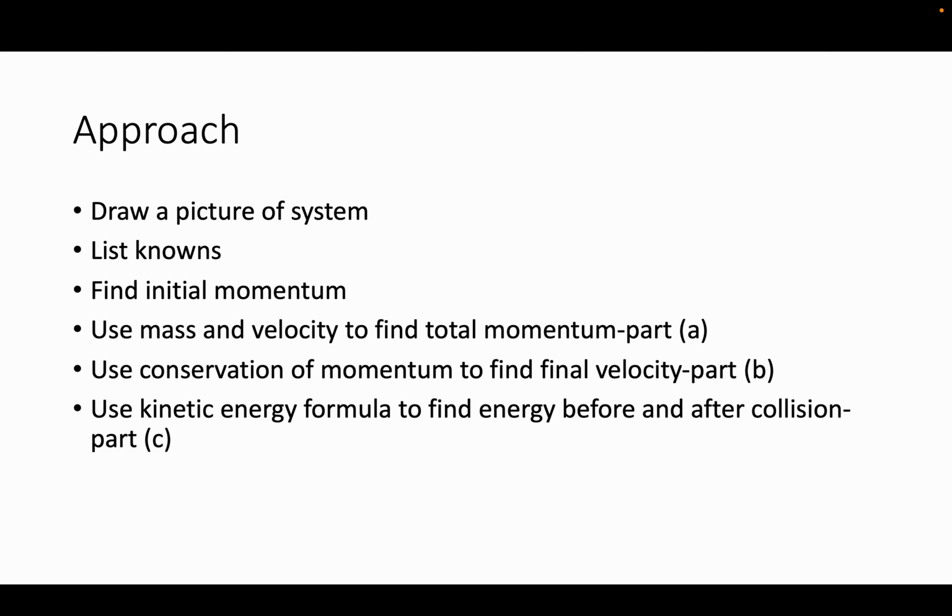So our approach and strategy: it's helpful to draw a picture. We have to keep track of what we know. Since there are three parts, the first part is asking us to use the masses and velocities we've been given to find the total momentum. Part B is to use conservation of momentum to find the final velocity of the two blocks moving together after that collision. And part C is using the changing kinetic energy formula to find the energy that the two-block system has before and after the collision.